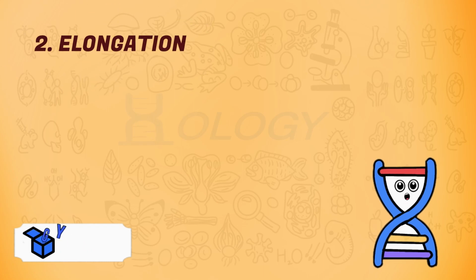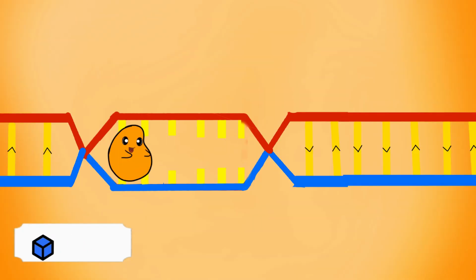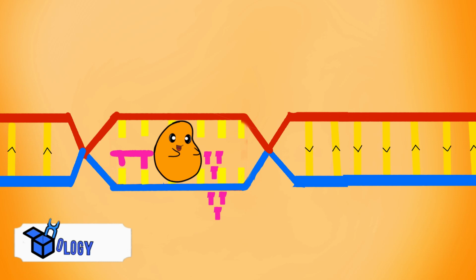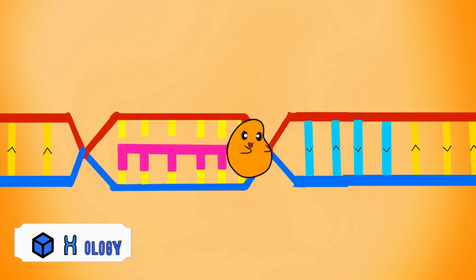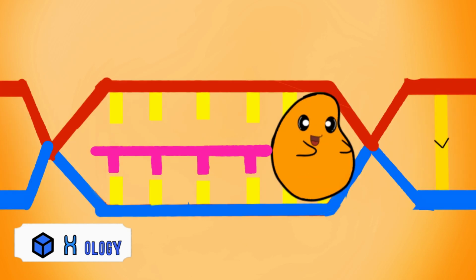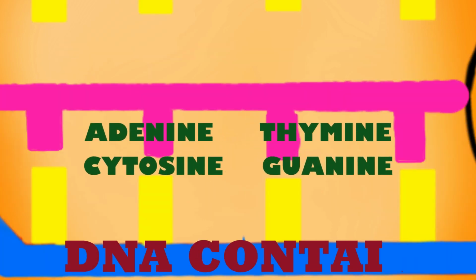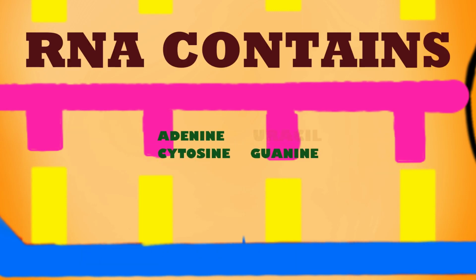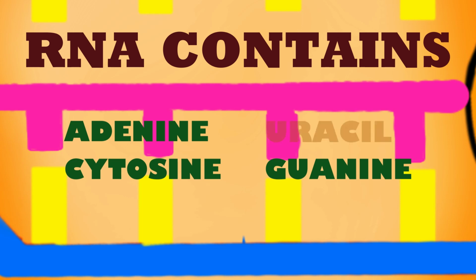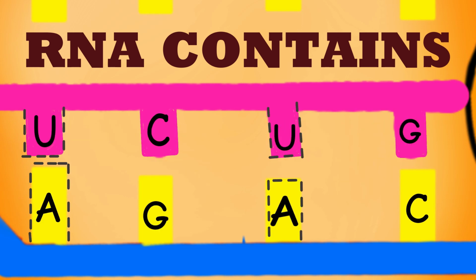Elongation. During elongation, RNA polymerase unwinds the DNA double helix, reads the template strand, and synthesizes a complementary mRNA molecule. Termination. Transcription comes to an end when RNA polymerase reaches a termination signal on the DNA molecule, and the newly formed mRNA is released. As you all know, DNA uses the bases adenine, thymine, cytosine, and guanine, while RNA uses adenine, uracil, cytosine, and guanine. In RNA, adenine pairs with uracil.